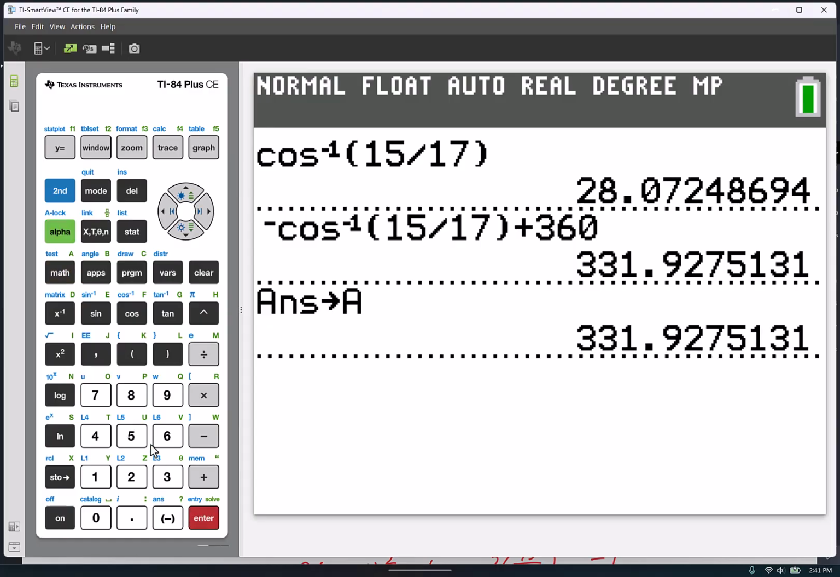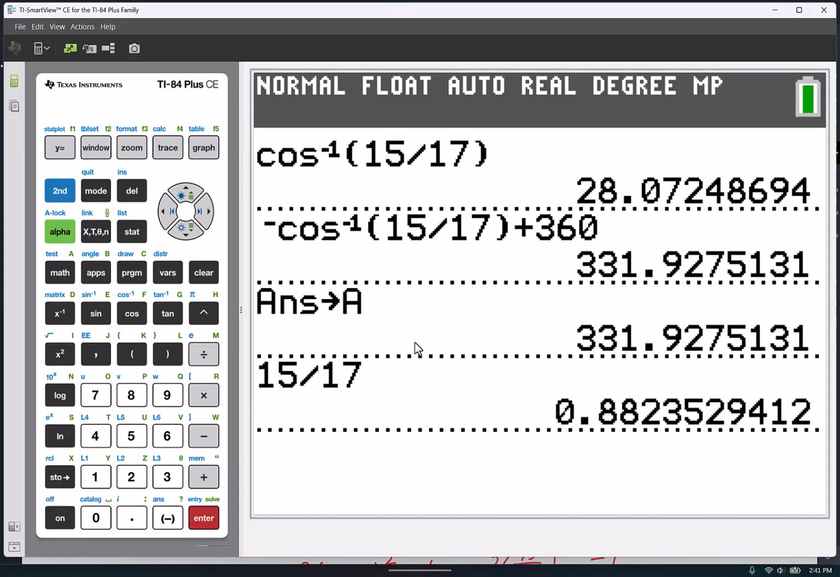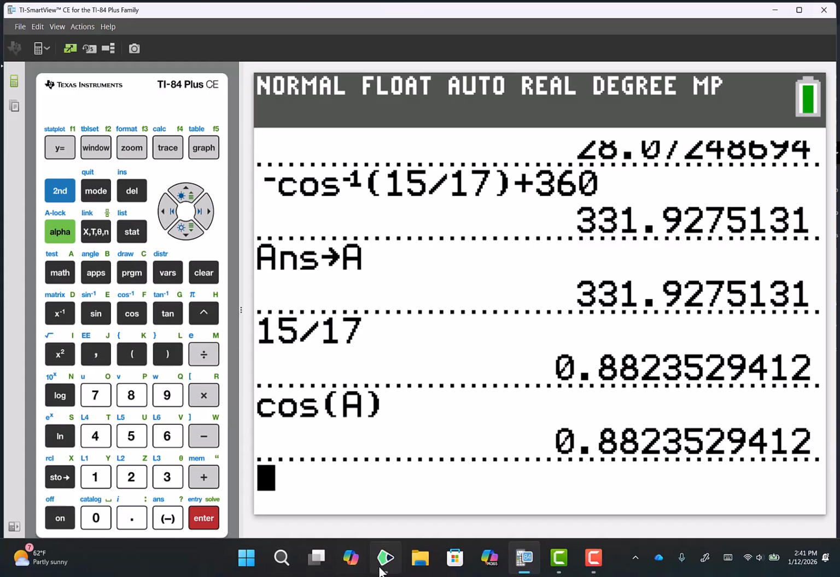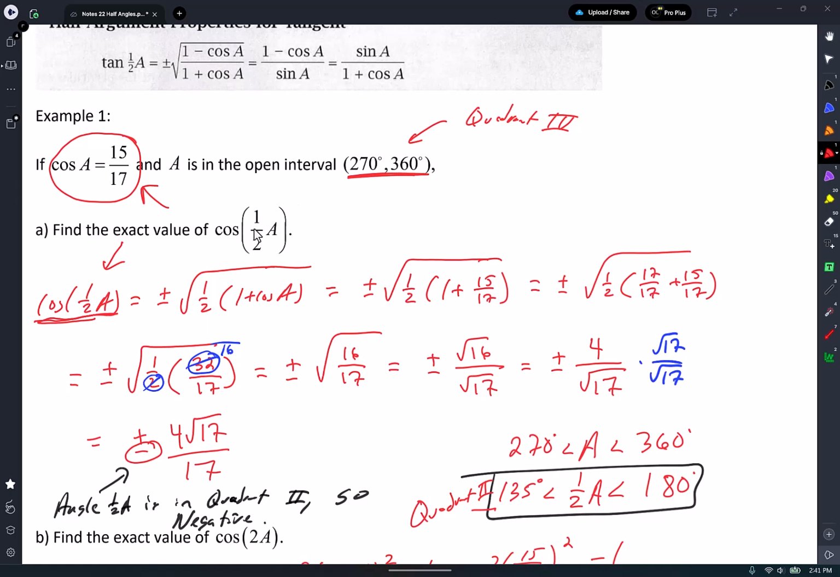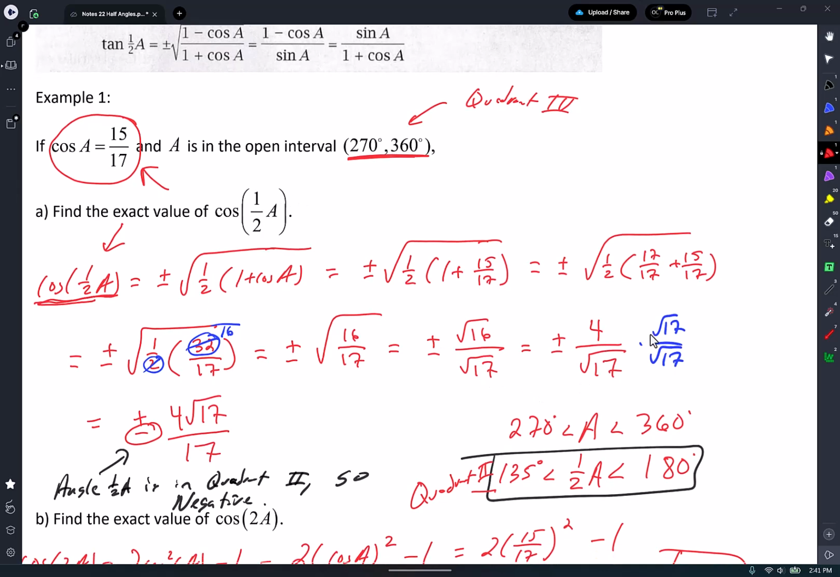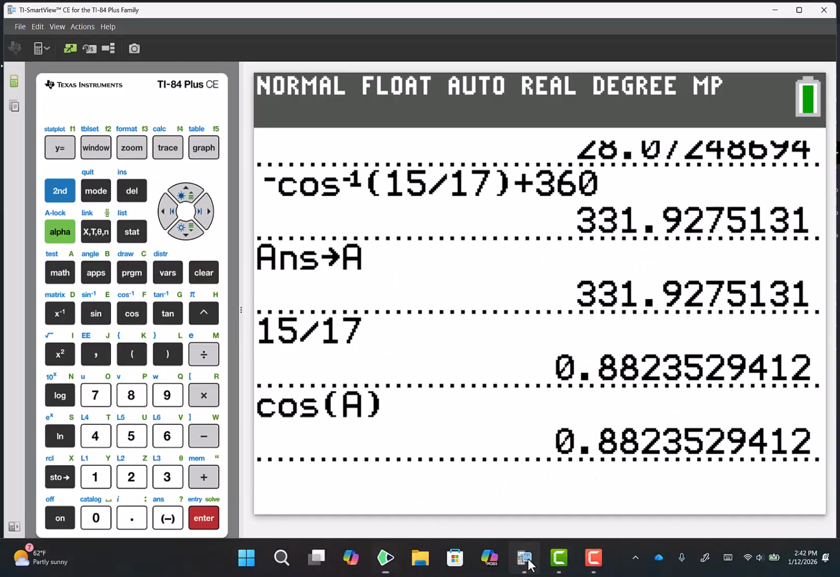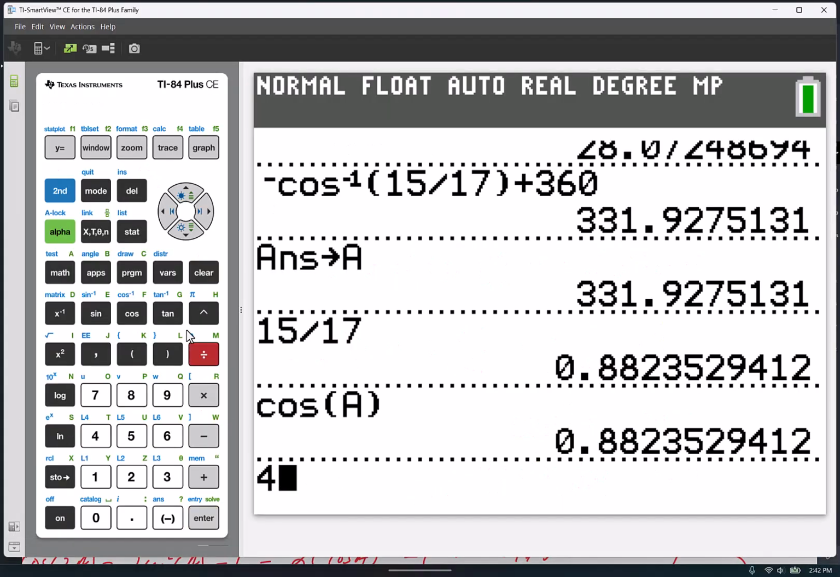So check it out. If I type, well, first let's find out what 15 over 17 is. 15 over 17 is this number. You see that number? If I type cosine of A, I better get that number, digit per digit. Okay, so it works. Are we still okay? All right. Now, whenever I typed half of A, I got this number here, 4 square root of 17 over 17, but negative. So let's see, or just 4 divided by square root of 17. Let's see what that is. 4 divided by square root of 17.